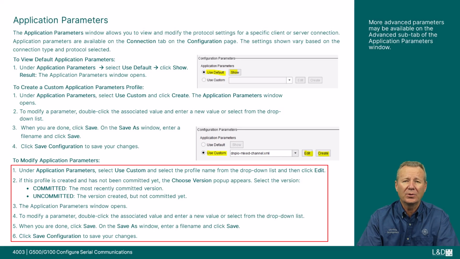To modify a parameter, double-click the associated value and enter a new value or select from the drop-down list. When you're done, click Save. On the Save As window, enter a file name and click Save. Click Save Configuration to save your changes.